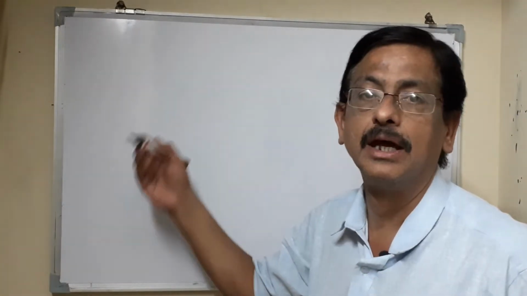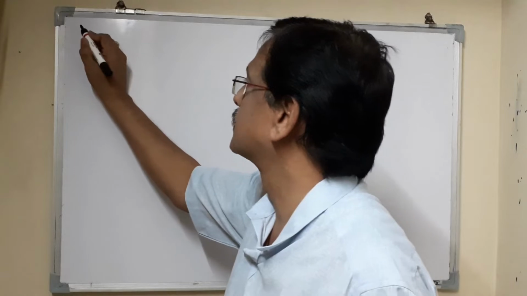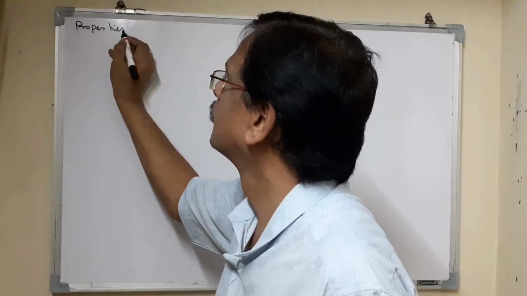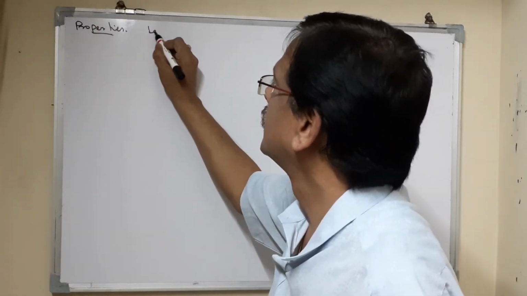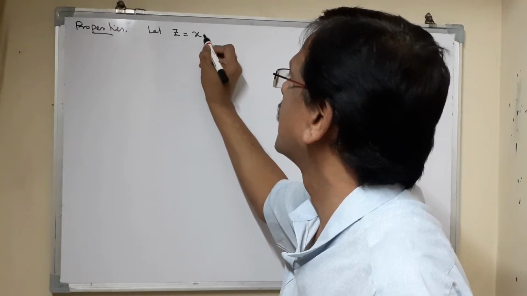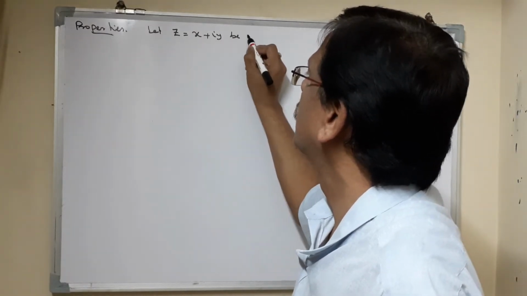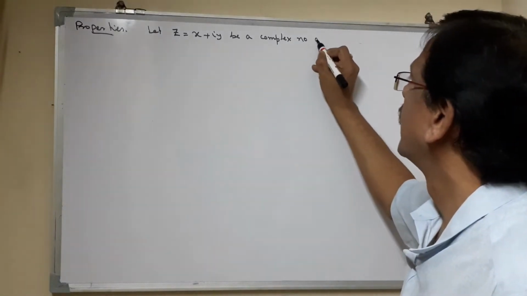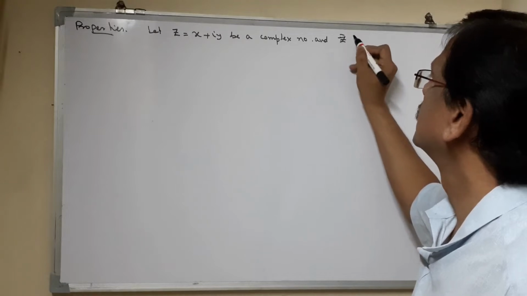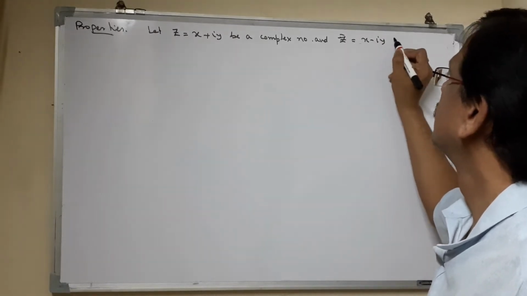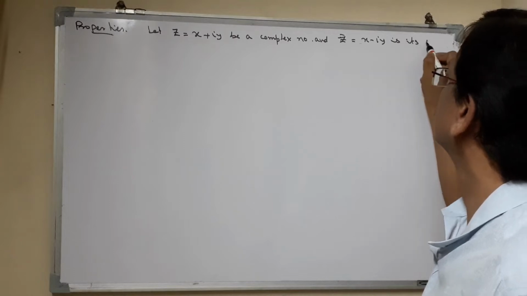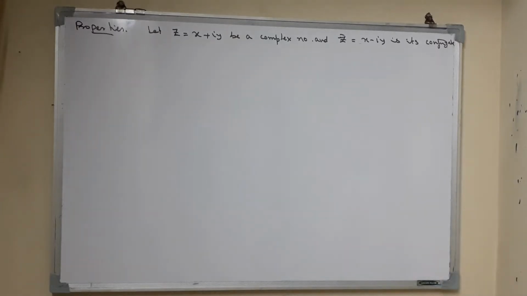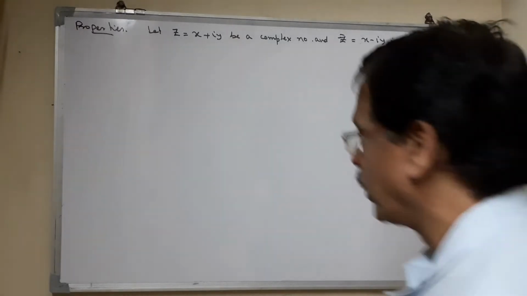Now let us continue with the system of complex numbers. Certain properties of complex numbers. Let z equal to x plus iy be a complex number and z bar equal to x minus iy is its conjugate. So I have two things, z and z bar. Now the following properties hold.